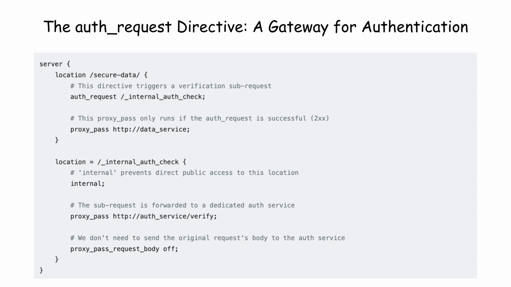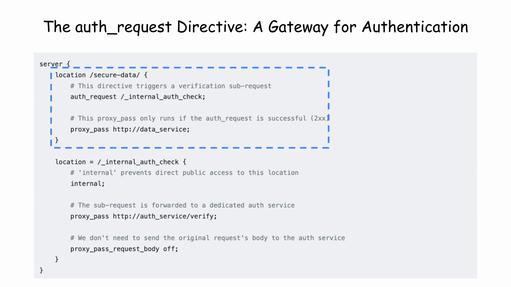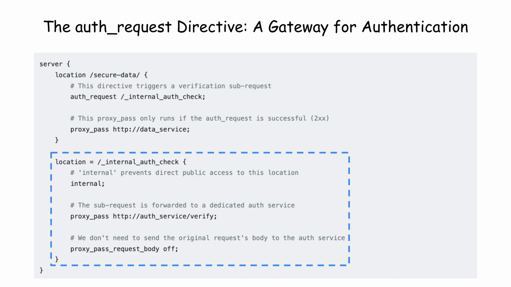For securing endpoints, auth_request is the standard pattern. When a request hits our /secure-data/ location, Nginx first sends an internal subrequest to /internal_auth_check. This subrequest is proxied to an authentication service. If the service returns a 2xx success code, the original request is allowed to proceed. If it returns a 401 or 403 error, the request is denied. Notice the internal directive.